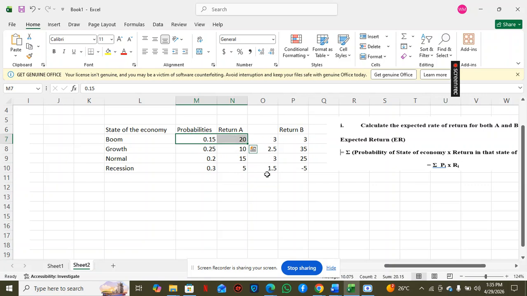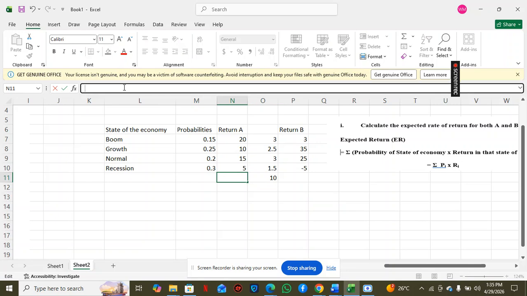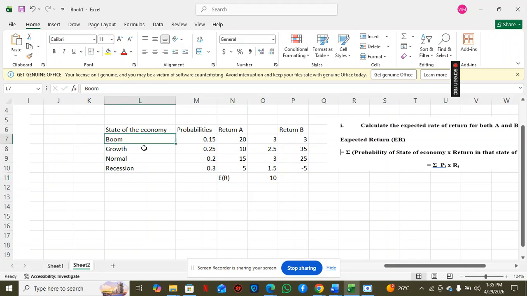Then after you do that, you add up 3 plus 2.5 plus 3 plus 1.5. The expected return is 10%. So this is the average return that you're going to get if you invest in company A. Expected return is just your average return. So if you invest in company A, your expected return is going to be 10%. Any questions?